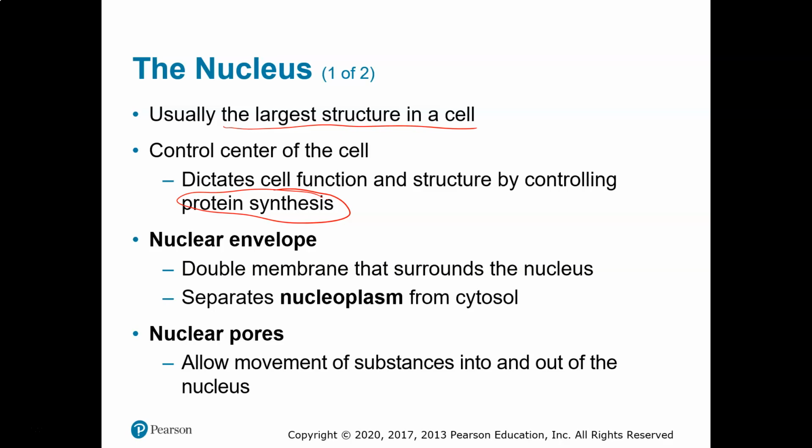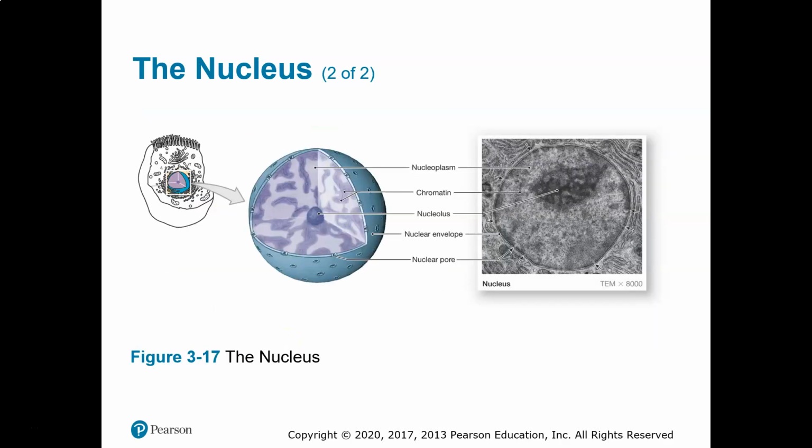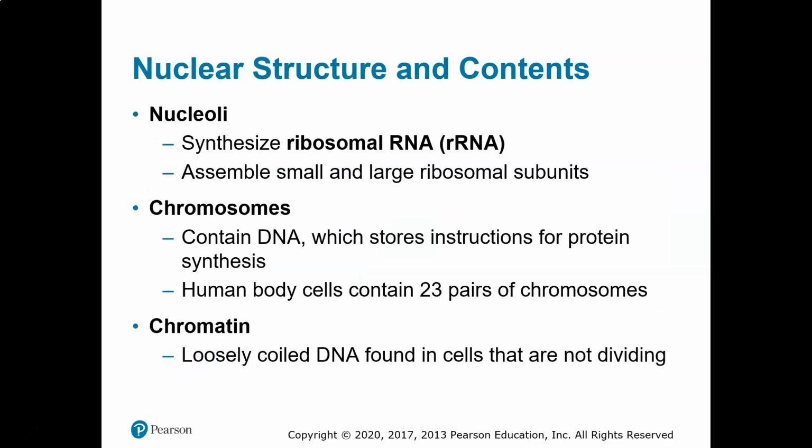The nucleus is surrounded by a double membrane called the nuclear envelope. The fluid inside of the nucleus is called the nucleoplasm, and the nucleus does have pores that allow for substances to leave the nucleus. Not the DNA, but other substances like RNA can leave the nucleus. The DNA in a cell that is not actively dividing is called chromatin.